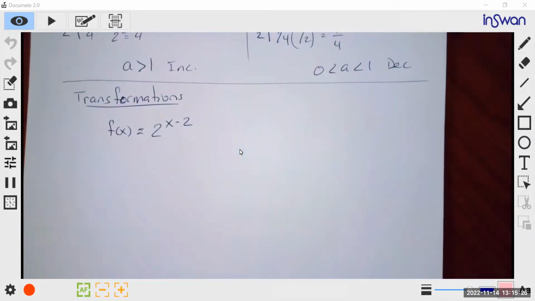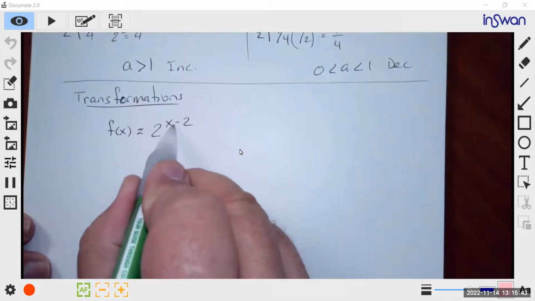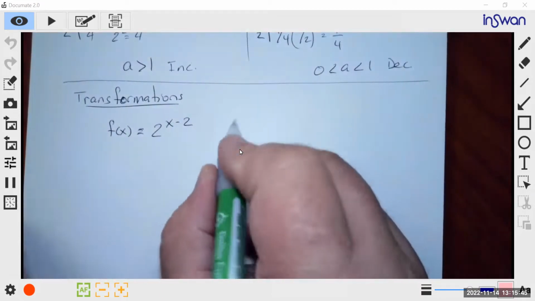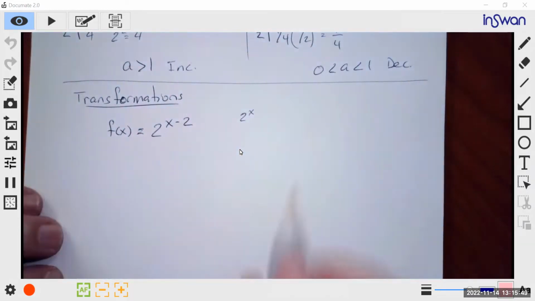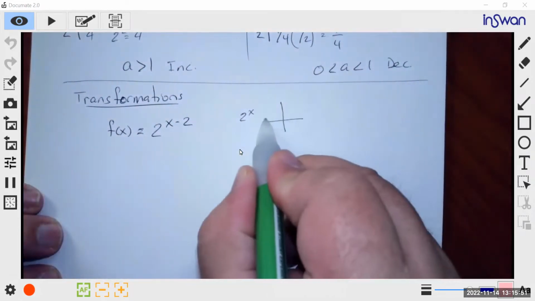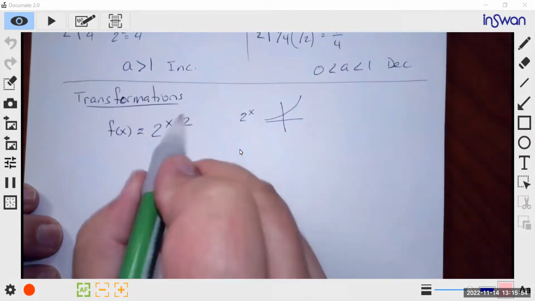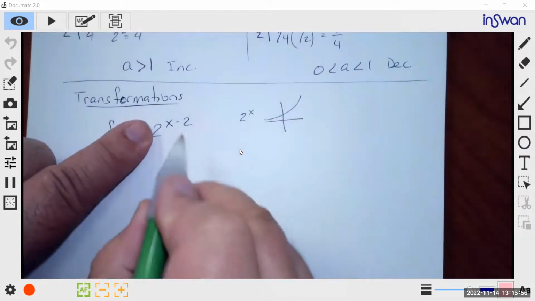So what kind of transformation do you think, what kind of shift is this? Is it horizontal or vertical? How would you tell? Look at the change. Well, first off, the original function is 2 to the power x, right? What does that graph look like? But now, -2, right?